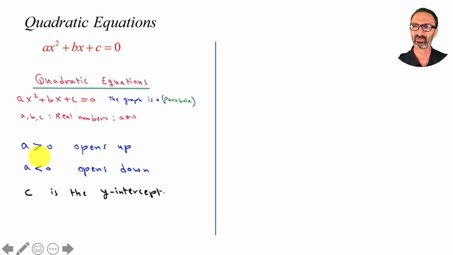It's good to know whether the graph opens up or down. When you factor this, you can find the x-intercepts, but not only that, you do have the y-intercept.